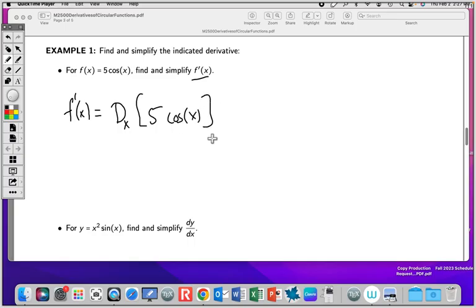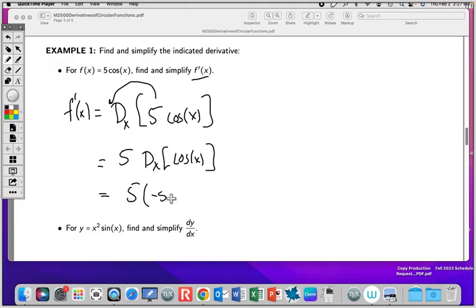And now we can apply our derivative properties. We have a constant multiple of 5, so we can factor that out front. So we've got 5 times the derivative of cosine of x. And the derivative of cosine is negative sine. So 5 times negative sine of x. So we get negative 5 sine of x. And that's the derivative for the first example there.